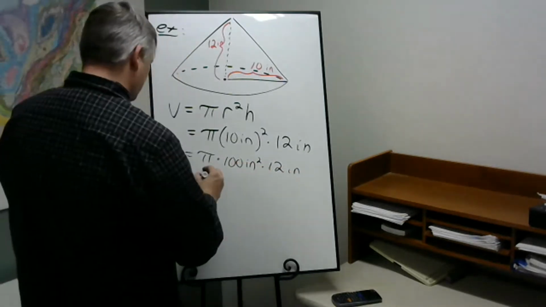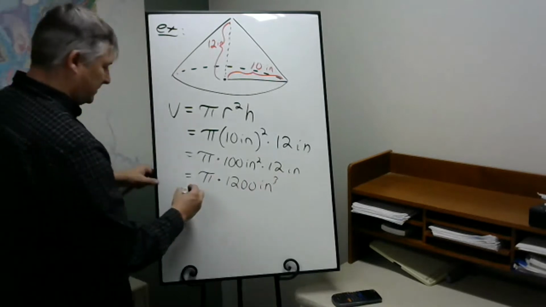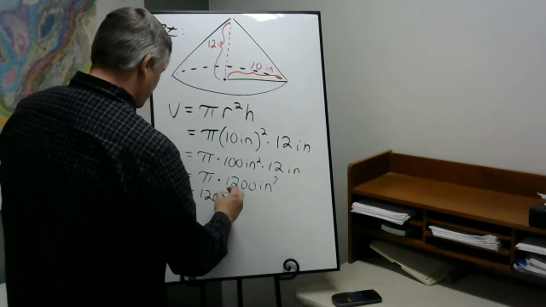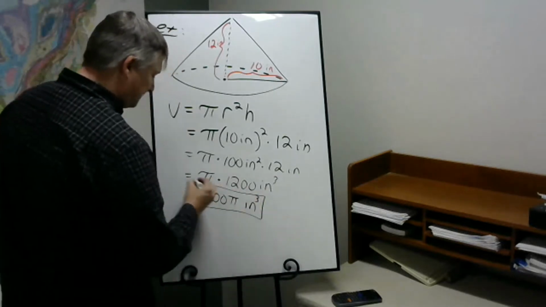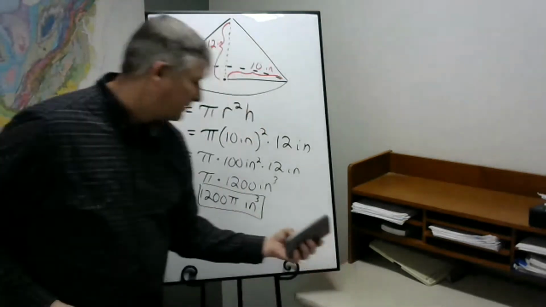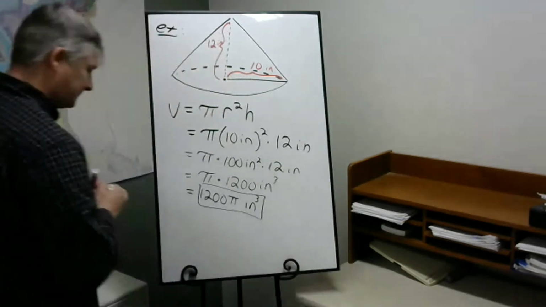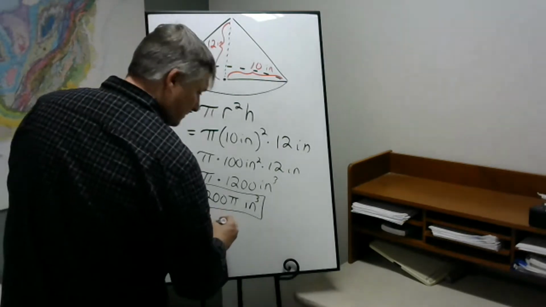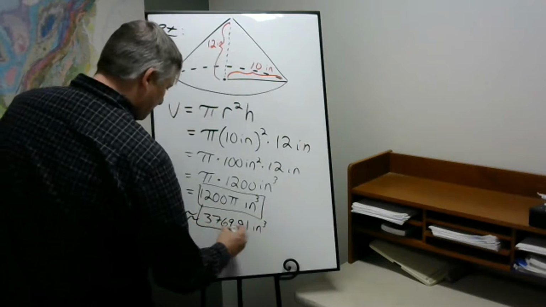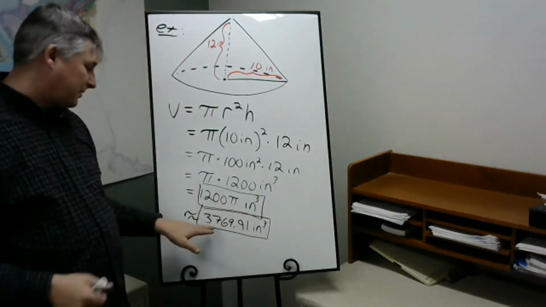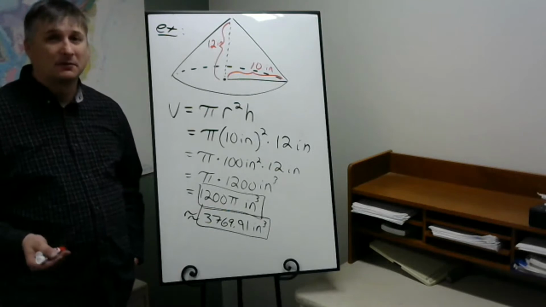100 times 12. We'll have 1,200 inches cubed. And then we kind of do this in a conventional sense, or we put the pi behind the number. Still means 1,200 times pi. So that's our exact answer. For the approximate answer, and again, I'm rounding to the hundredths, it does have to be something like this. 3,769.91 inches cubed. And so that's the volume of your right circular cone.